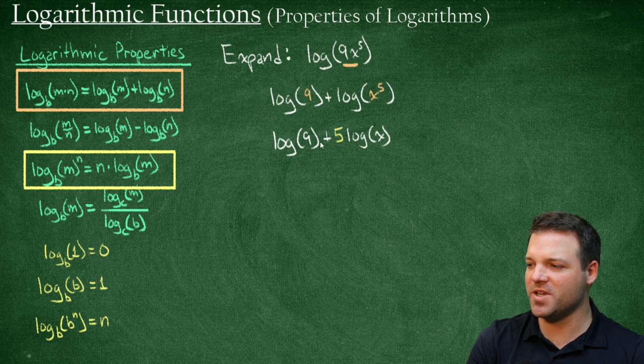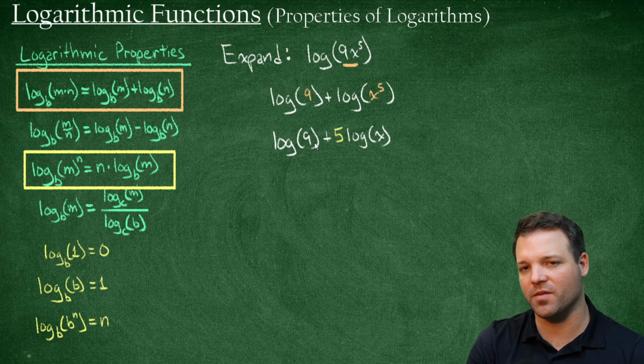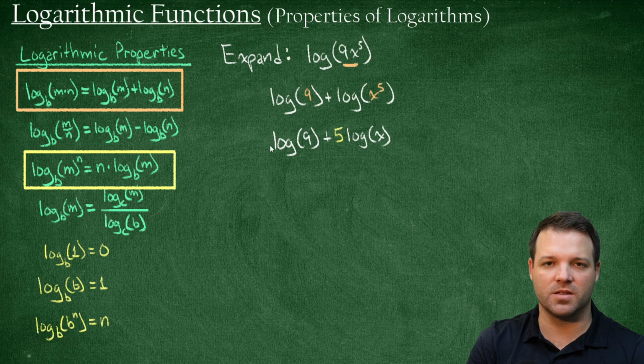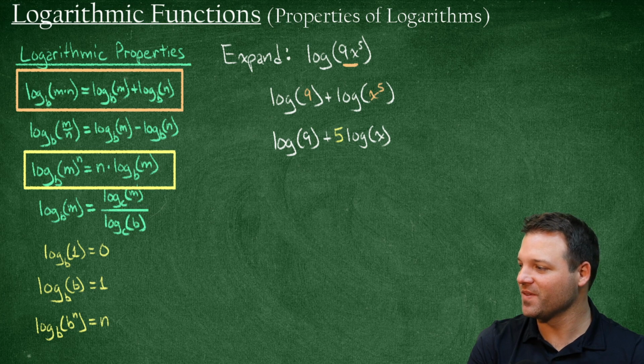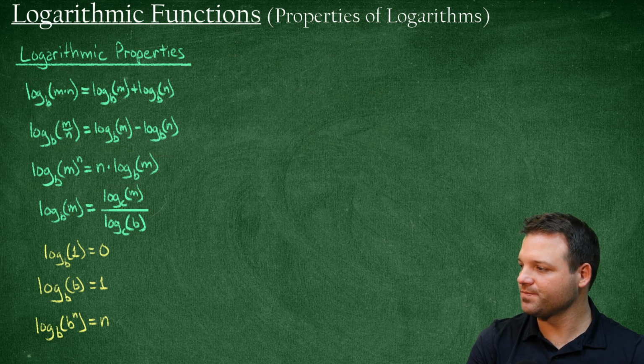Now, some people might say, well, you could go further. Log of 9 is actually log of 3 squared, so that could be 2 times the log of 3. No, you're not expected to do anything like that, okay? You don't have to break down numbers into their factors to keep on expanding out. All right, let's do one more problem.